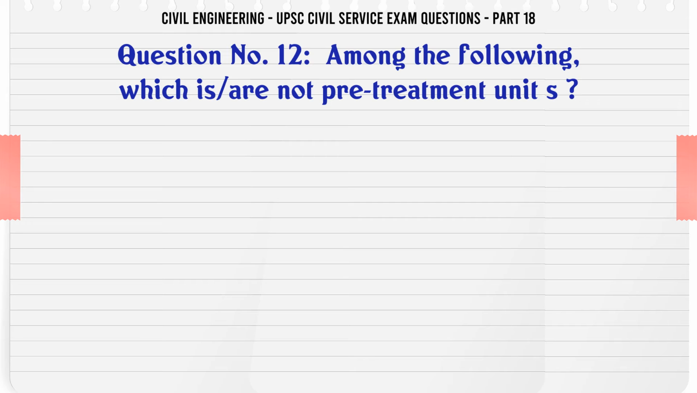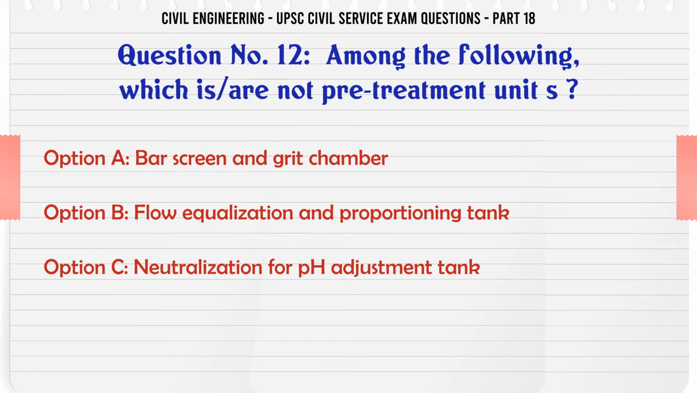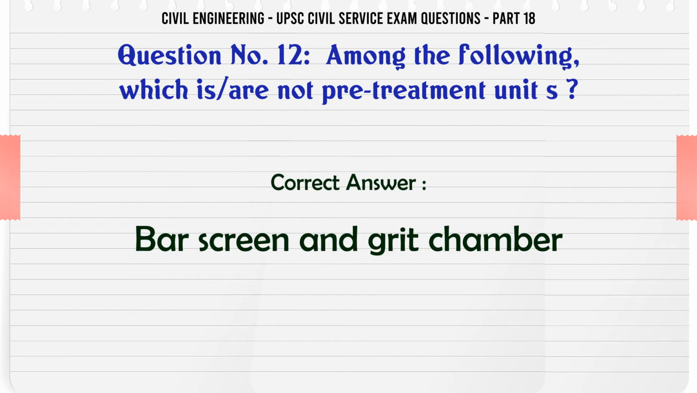Among the following, which are not pretreatment units? A. Bar screen and grit chamber, B. Flow equalization and proportioning tank, C. Neutralization for pH adjustment tank, D. Nutrient removal tank. The correct answer is bar screen and grit chamber.